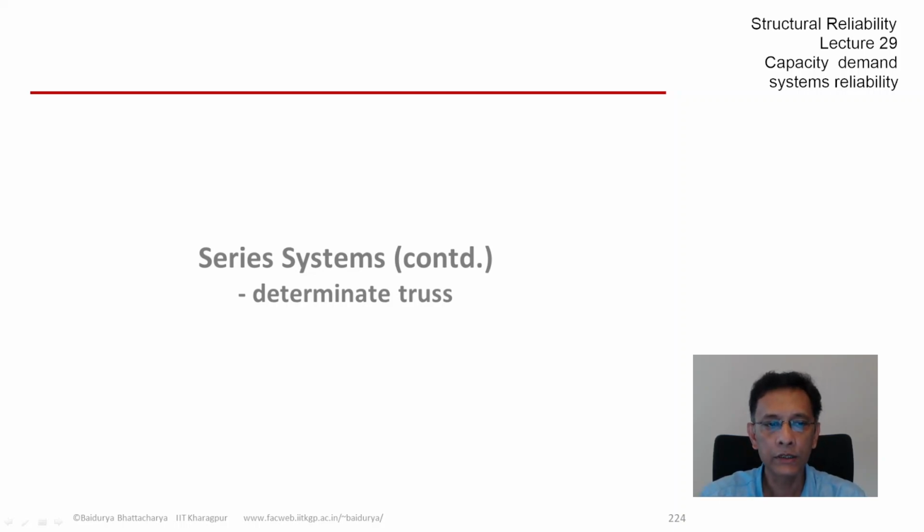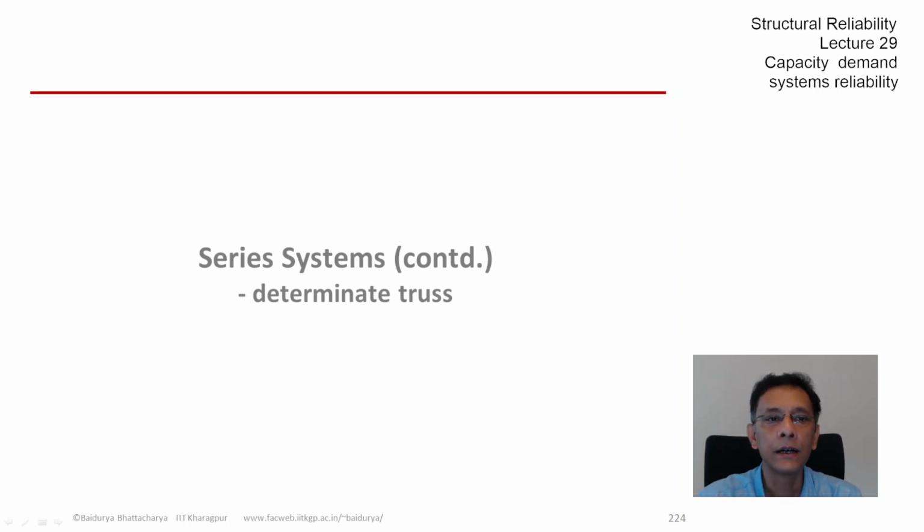We started our discussion on series system reliability with the simplest possible configuration of a series system, namely two prismatic bars connected in series, axially loaded by the same force P. In that context, we looked at the effect of dependence among the two member strengths and also uncertainty in the load.